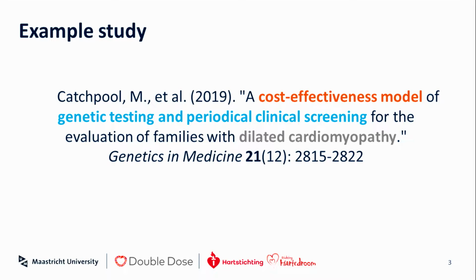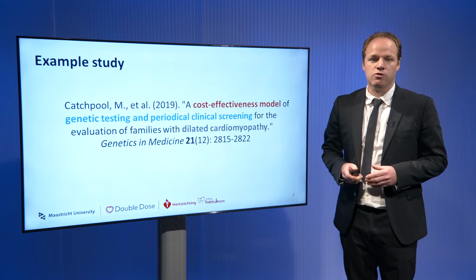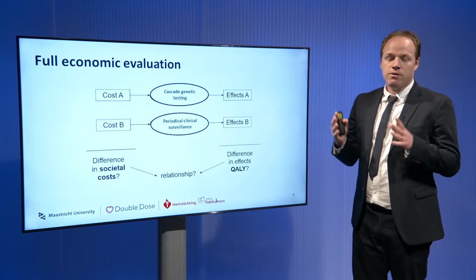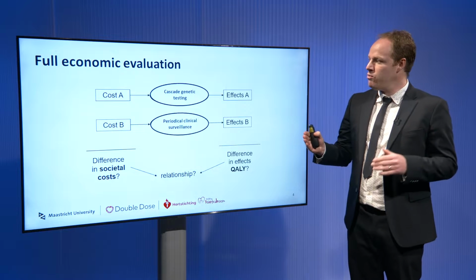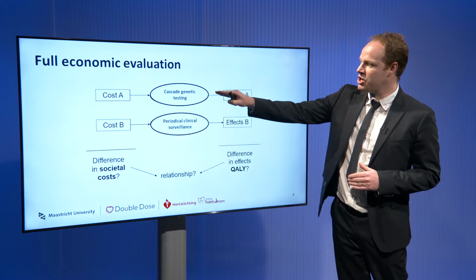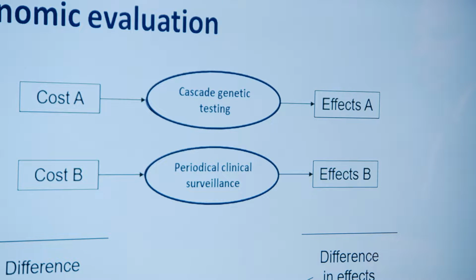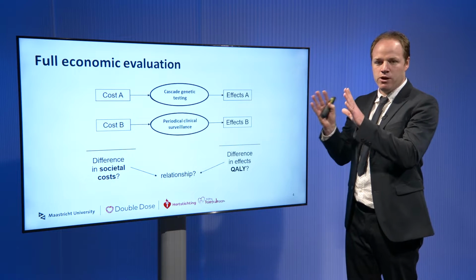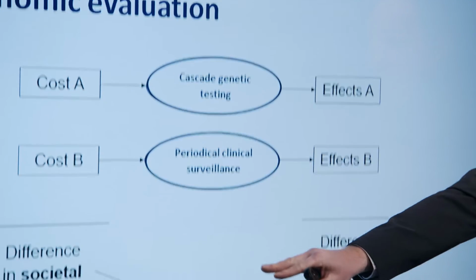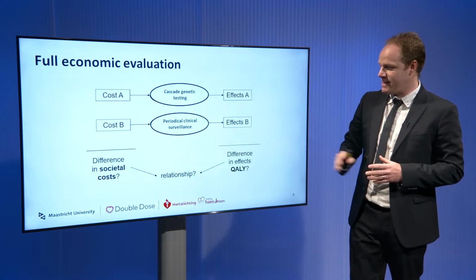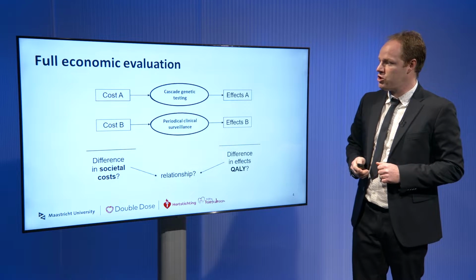For this brief illustration of an example of a cost-effectiveness analysis, we use the following article, entitled A Cost-Effectiveness Model of Genetic Testing and Periodical Clinical Screening for the Evaluation of Families with Dilated Cardiomyopathy, an article that has been published in 2019. Thus, with our economic evaluation in this example, we compare those two interventions, the cascade genetic testing versus periodical clinical surveillance, and we will look at both cost and the effect and at the relationship between the healthcare costs in this example and the quality of the two interventions.